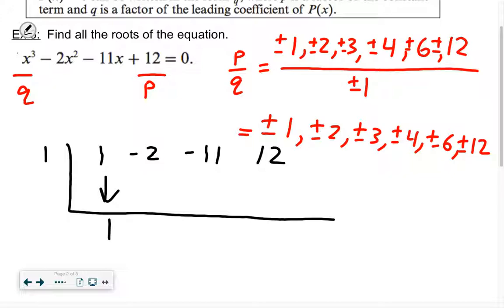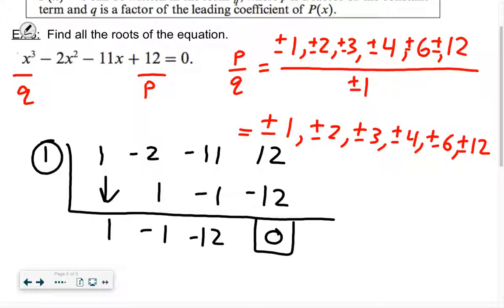Drop the 1, multiply, add -1, -1, -12, -12, and wouldn't you know it, we did come up with that remainder being 0. So that's good news for us. Because at this point we know that this positive 1, it's a root. So let's go ahead and write this down. Root, colon, 1.